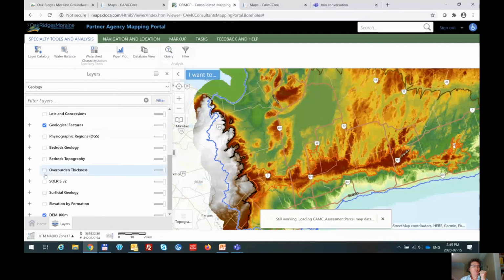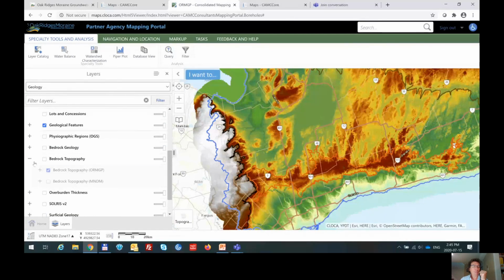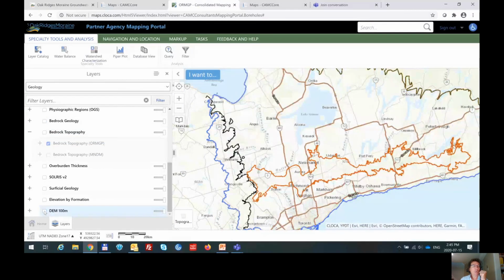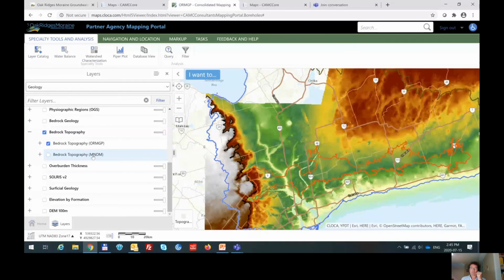Another thing we've got in here is bedrock topography. Actually, I'm going to turn the DEM off. Bedrock topography, and notice I have MNDM, so the OGS has an interpretation of the bedrock topography, and then we have an interpretation of the bedrock topography. And as I showed before, they're quite close, except that we, and this is ours on top, have imprinted this fluvial kind of system with tributary valleys into ours.